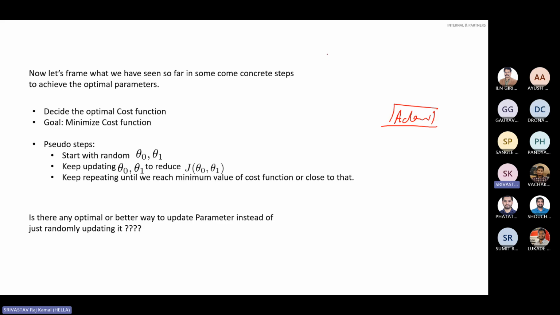In the last three classes, the first class was pretty simple, and in the last two classes we saw the linear equation. If everything boils down, I'll write the 5 steps of how things work. In our case, linear regression, we wanted to find the best line, and we remember that the best line means some set of theta 0, theta 1.